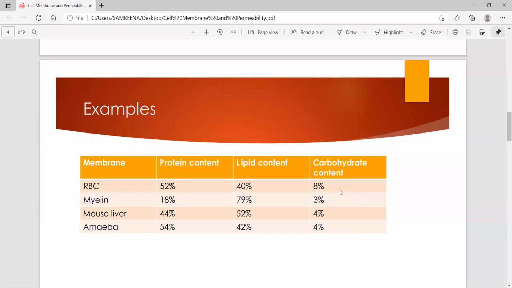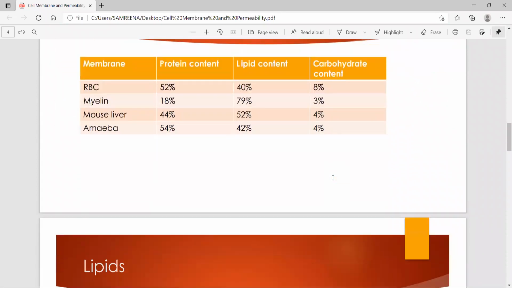We have taken the mouse cell. The mouse cell's plasma membrane constitutes 44% protein content, lipid content is 52%, and carbohydrate content is 4%. We always have less carbohydrate content. Amoeba has 54% proteins, 42% lipids, and 4% carbohydrates. These are the different cells which have different protein, lipid, and carbohydrate content.